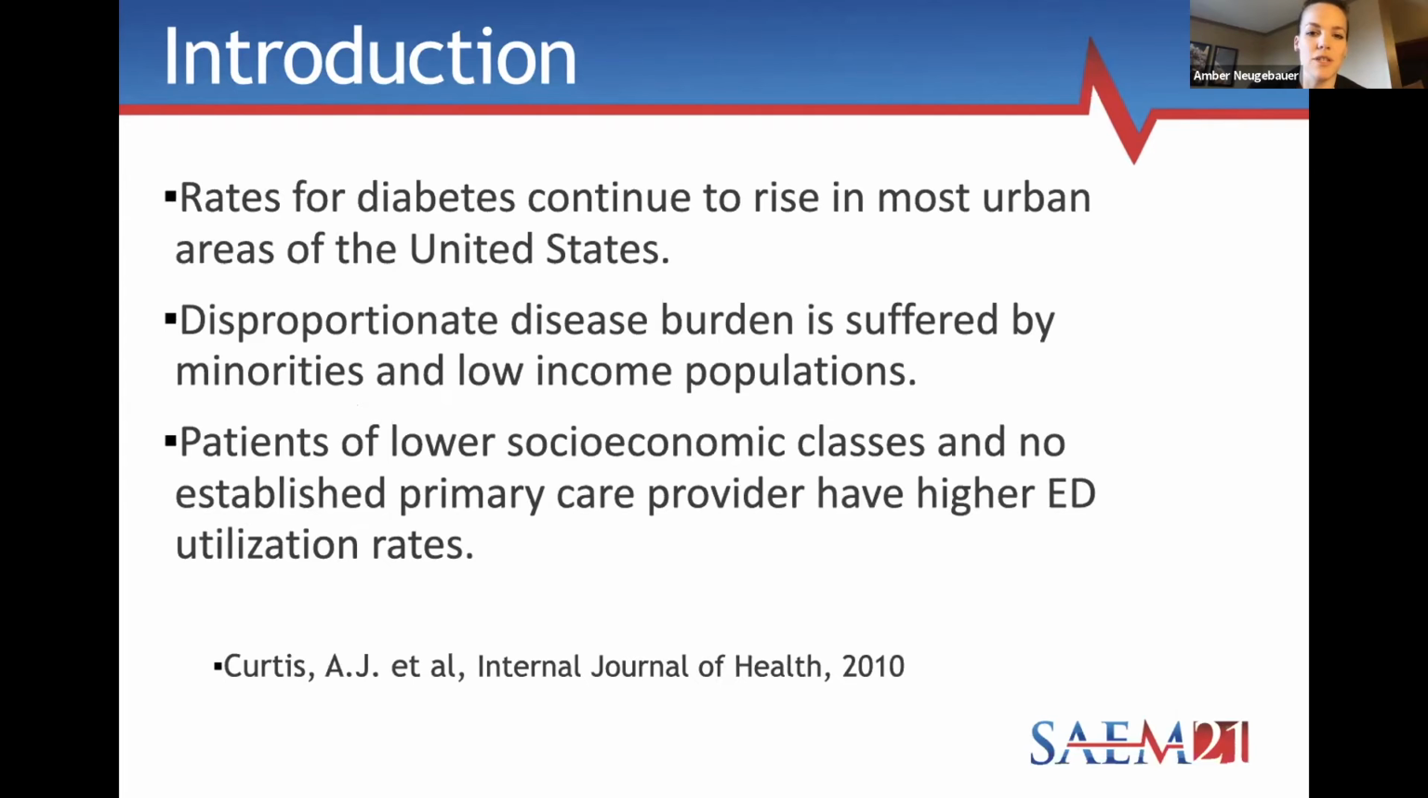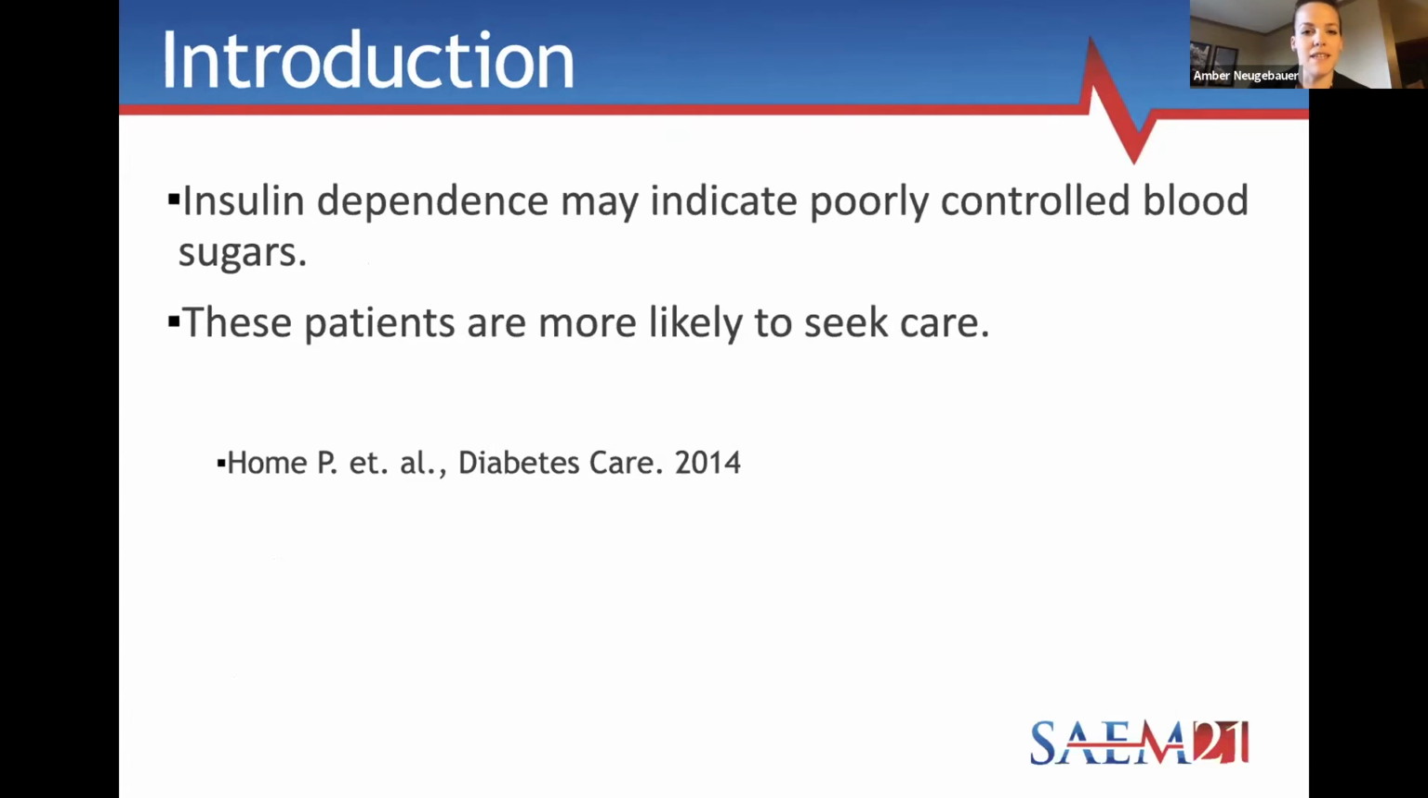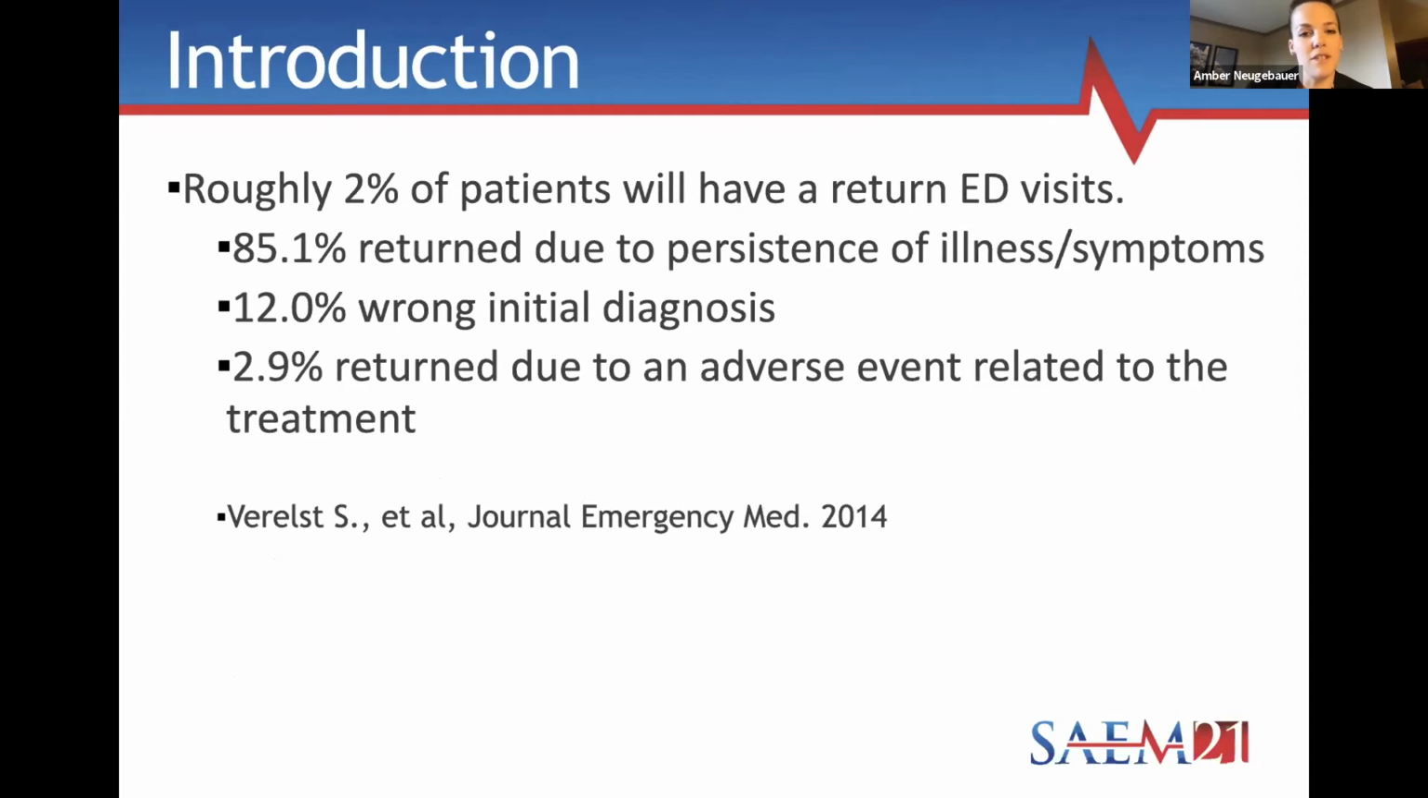There's a disproportionate disease burden suffered by minorities and low-income populations. Patients of lower socioeconomic classes and no established primary care provider have been found to have higher ED utilization rates. Insulin dependence may also indicate poorly controlled blood sugars, and these patients may also be more likely to seek care. Of all patients seen in the emergency department for all complaints, roughly 2% of these patients will have return ED visits related to their initial complaint.